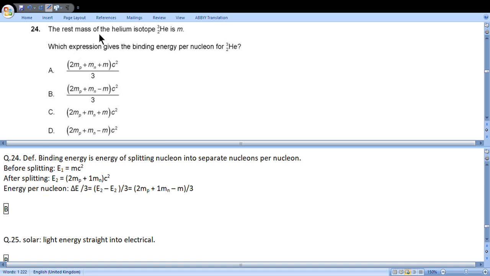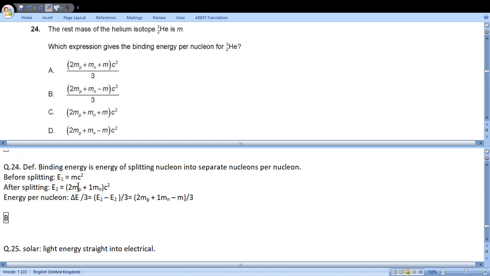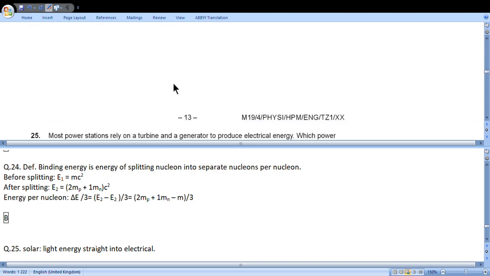Question 24. The rest mass of the helium isotope 3,2 helium is m. Which expression gives binding energy per nucleon? Binding energy is the energy of splitting a nucleus into separate nucleons, per nucleon. Before splitting, total energy is mc squared. After splitting, total energy is 2 protons at rest, 1 neutron at rest, times c squared. The difference divided by the number of nucleons, 3, gives us choice B.